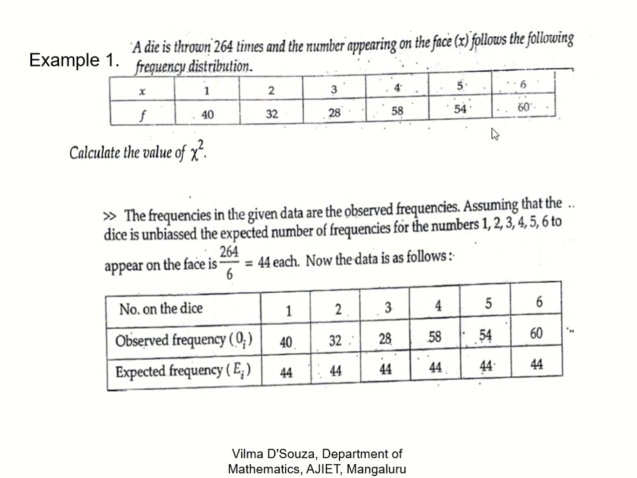So what is given in the problem is the observed frequencies. What you have calculated is the expected frequencies. So you form the data in tabular form like this. Number on the die: 1, 2, 3, 4, 5, 6. Observed frequency, that is what is given in the problem: 40, 32, 28, 58, 54, 60. And theoretical or expected frequencies: 44 each.